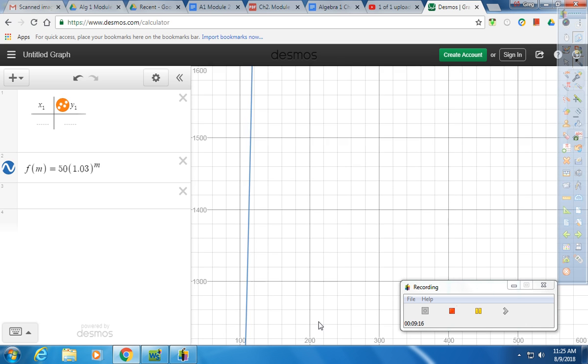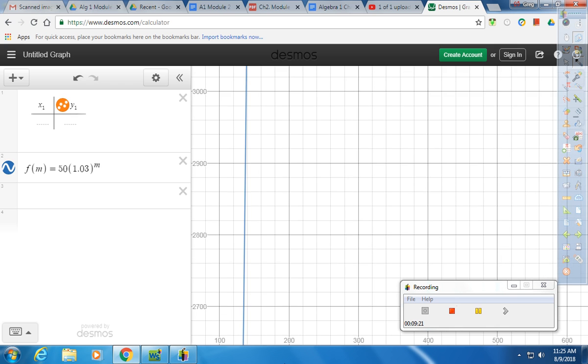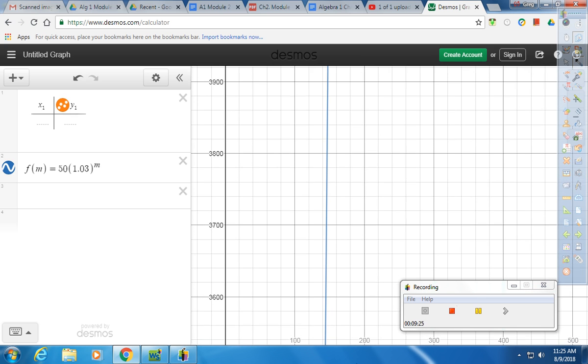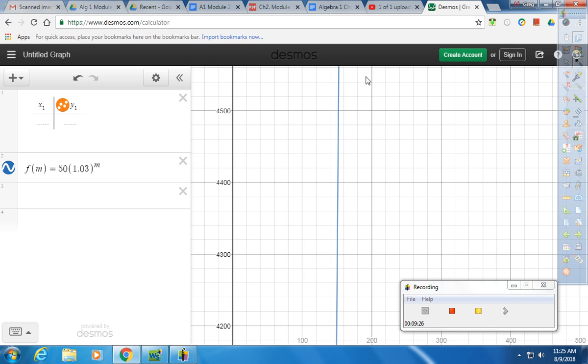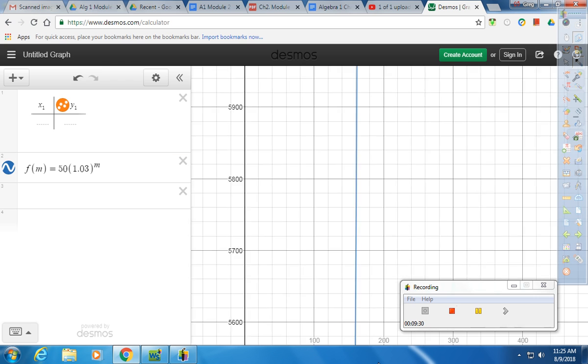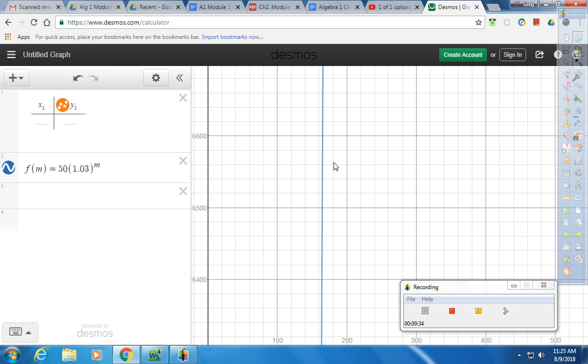Oh my gosh, look how much money we have. This is great. It's never going to get there. After 200 months, keep going. Our $50 has become, anyway, thousands of dollars, tens of thousands of dollars. Let's learn how to put that in our table.